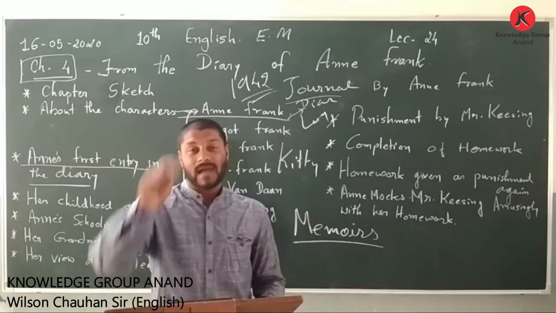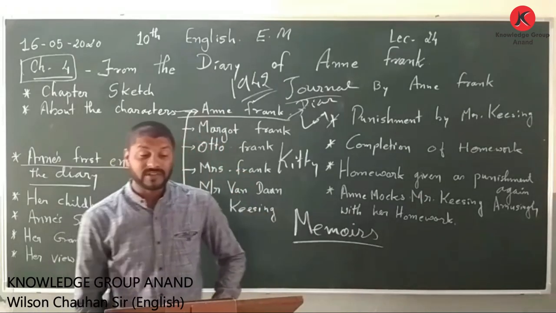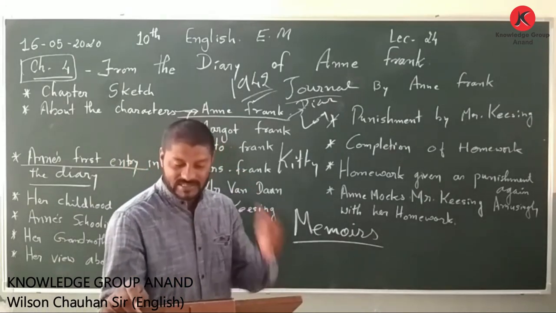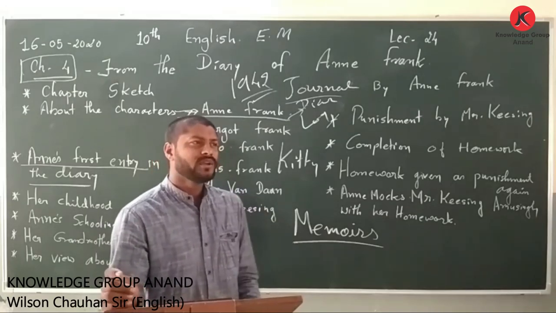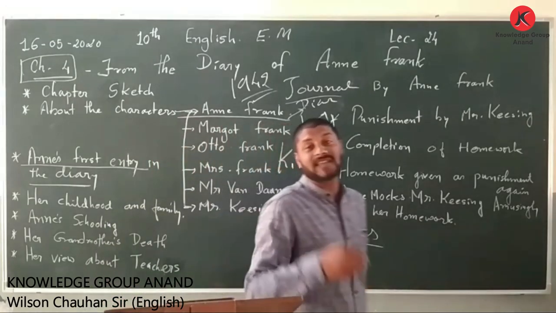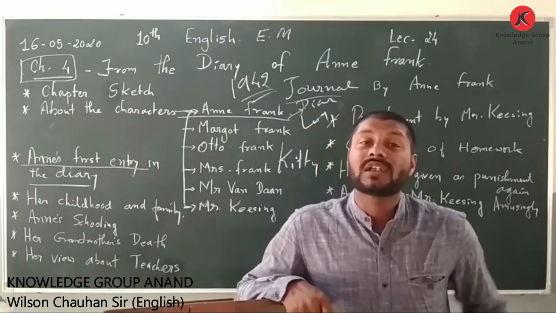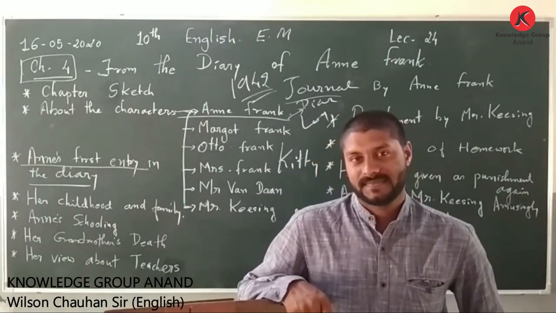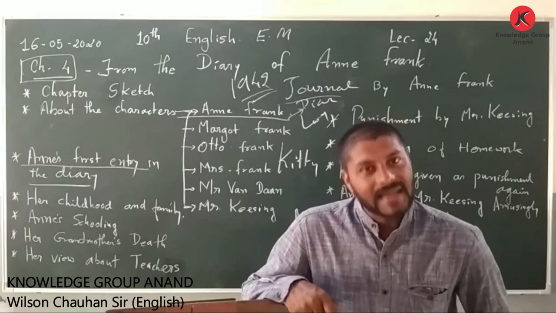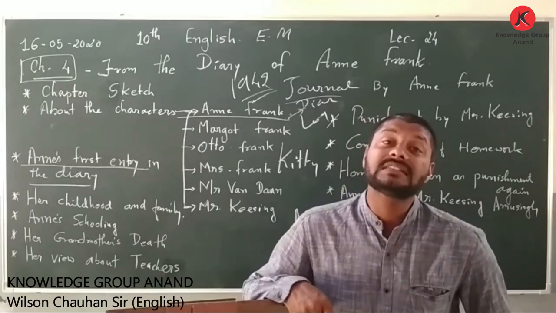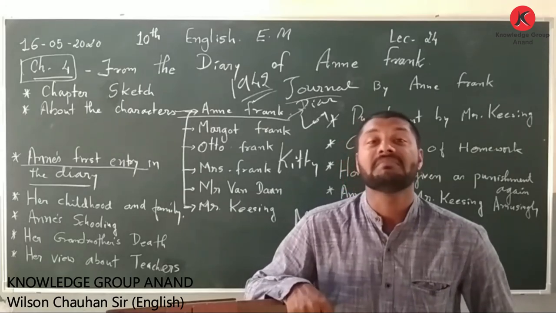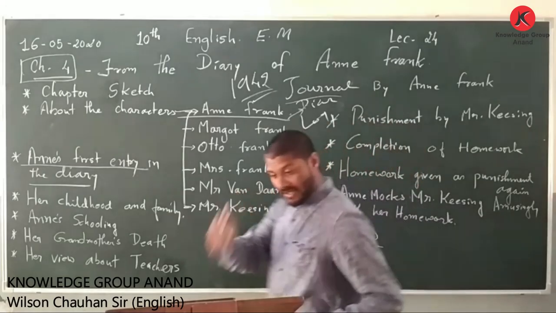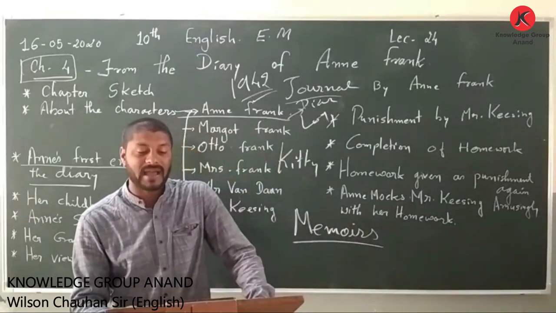Anne has also developed a sort of view about the teacher. What is that? Anne was not good at maths, and sometimes you don't neglect the teacher, but what has happened? Because you don't like some of the subjects. Even I did not like my maths teacher. The reason is, I did not like maths. So anyone who taught me maths was my enemy. So the same thing has happened. Anne was not good at maths.